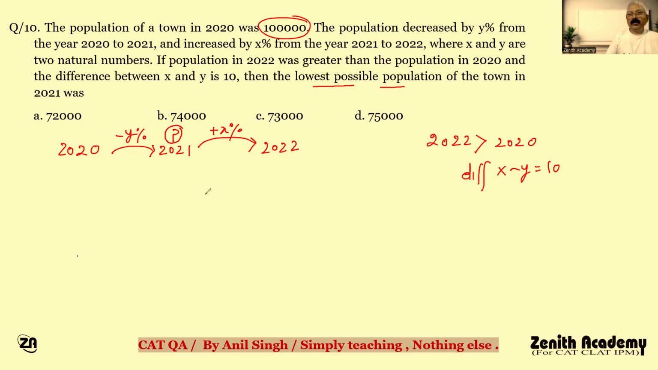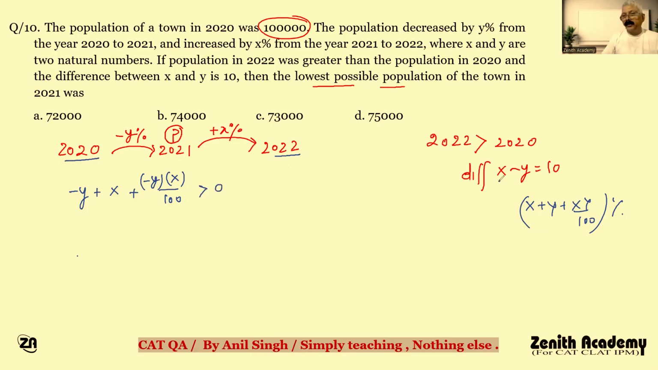So for the net percentage change, there is a very simple formula from class 10: X plus Y plus XY upon 100. This is the formula for net percentage change for two successive changes. So here minus Y and then plus X, and then minus Y plus X upon 100. This is the net percentage change for these two successive changes. And it must be positive. Only in that condition, the population of 2022 will be greater than 2020. Means this is greater than 0.